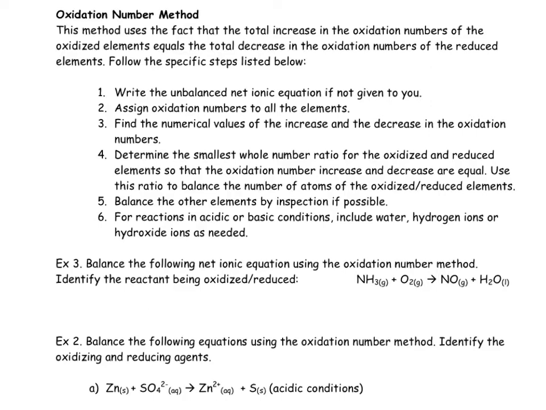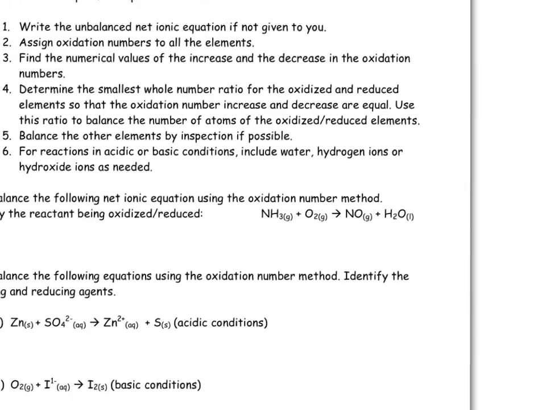Balance the other elements by inspection if possible. And for reactions in acidic or basic conditions, include water, hydrogen ions, or hydroxide ions as needed. Let's have a look at example 3.